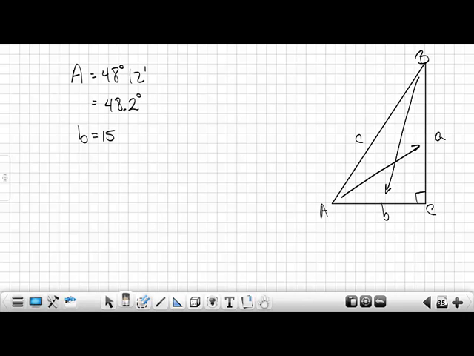So we want to solve the triangle. The phrase solve the triangle means I want every angle written. I want every side length written. I want every angle and every side length. How many angles do I know already? 2. I know angle A is 48.2, and I know angle C is what? 90. And so I can easily get angle B. What is angle B?